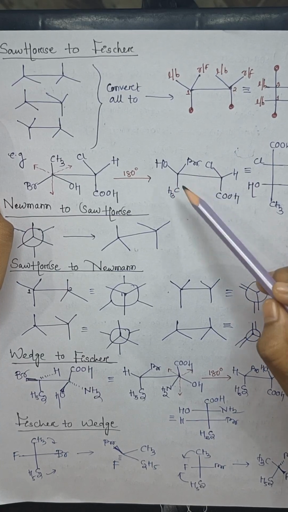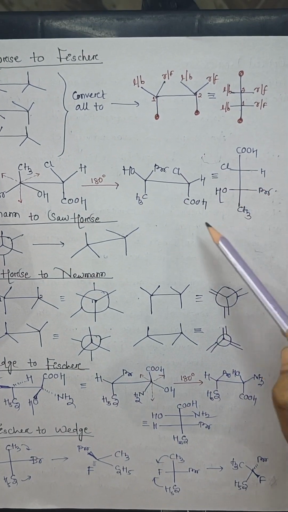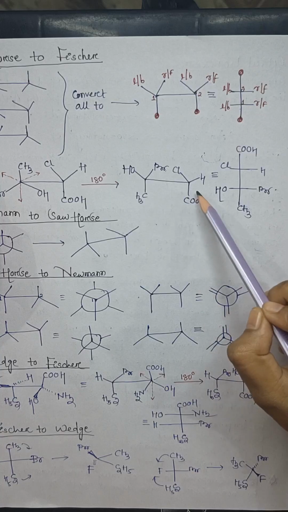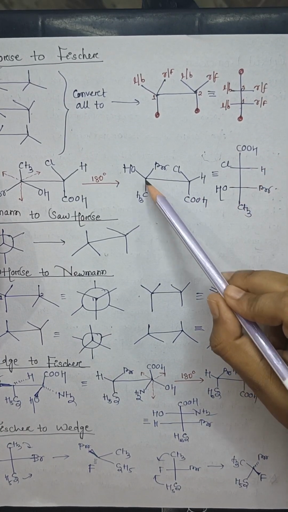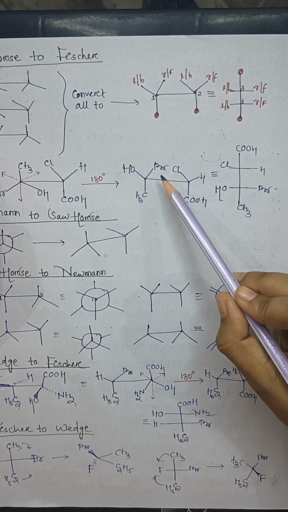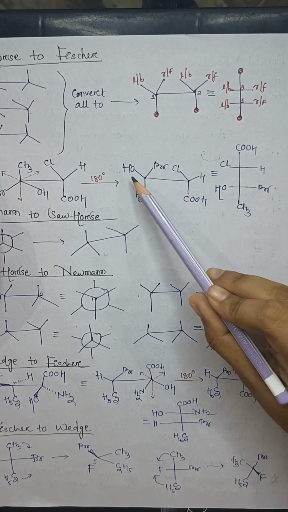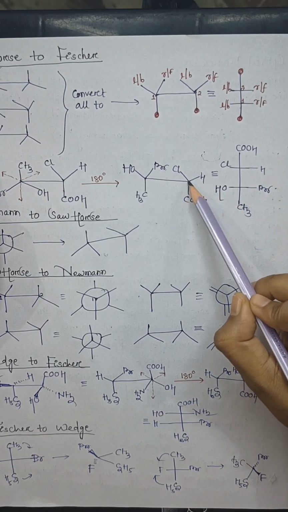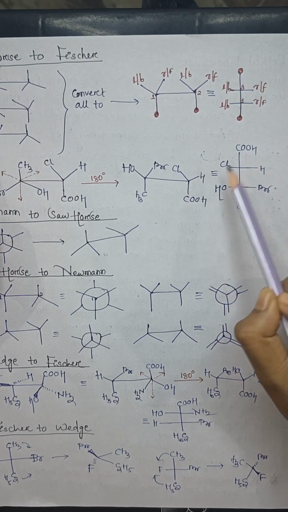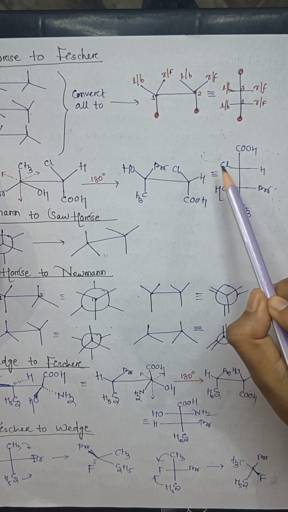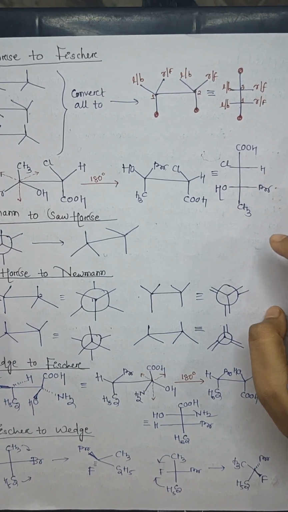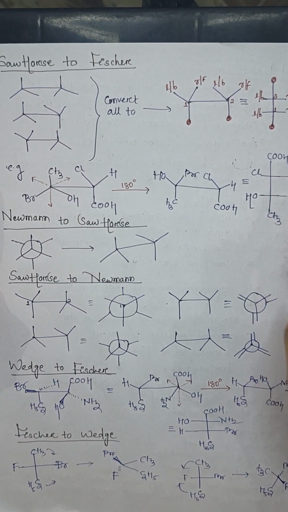Now we have to represent this in Fischer projection. Here the maximum number of carbon atoms are on the plane, so we have to represent it. Here is carbon number 1, here is carbon number 1. On the right side, here is bromine, here is also bromine. On the left, OH, here is OH. Similarly, on carbon number 2, on the right side there is hydrogen, here is also hydrogen, here is chlorine, here is chlorine.